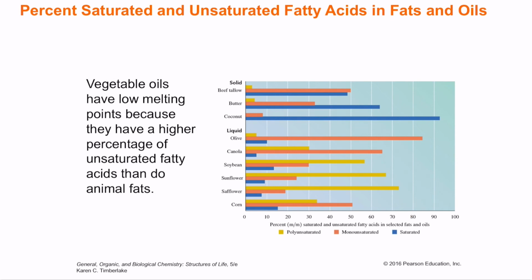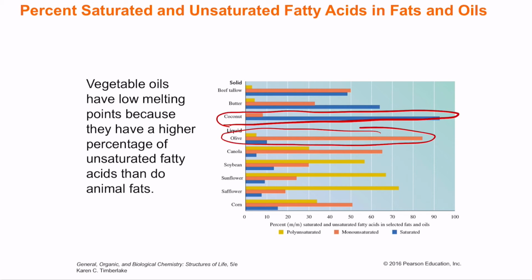So this is a diagram that shows the percentage of saturated and unsaturated fats in different oils. You notice that coconut oil contains a lot of saturated fat, olive oil contains a lot of monounsaturated fat, and safflower oil contains a lot of polyunsaturated fat. So the ones that contain large amounts of polyunsaturated fat give polyunsaturated fatty acids. So these are different vegetable oils.